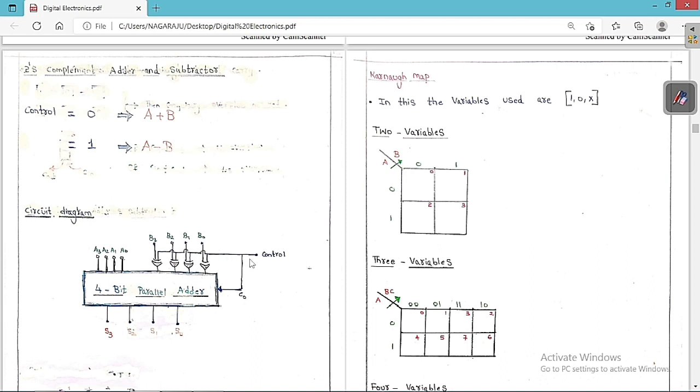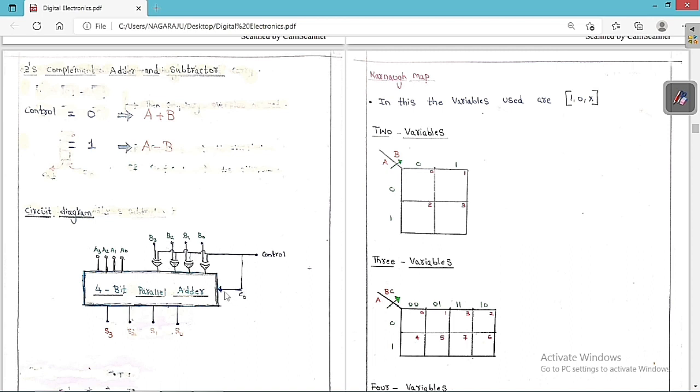Now if the control signal is equal to 0, what is going to happen? I have already told you whenever the control signal is equal to 0, then whatever the input is, the same will be on the output also. If this is B0, here also B0. If this is B1, here also B1. If this is B2, here also B2. If this is B3, here also B3.